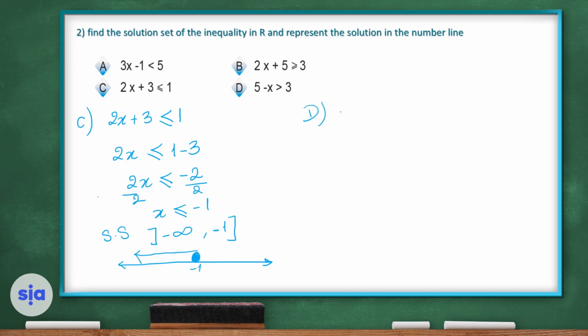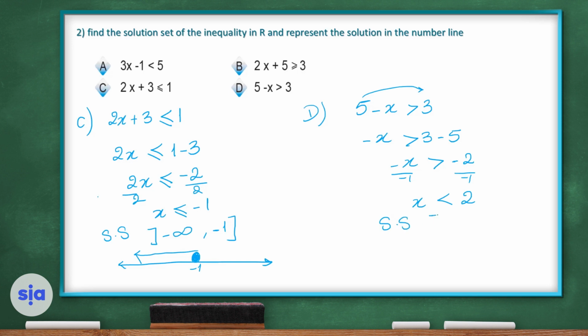Question D, 5 minus x is greater than 3. If you move the 5 to here, then -x is greater than 3 minus 5. So -x is greater than -2. If you divide by -1, don't forget to switch the inequality sign. So it's less than 2. So the solution set is -infinity opened until 2 opened, where the number line is from 2 opened all the way towards the -infinity.